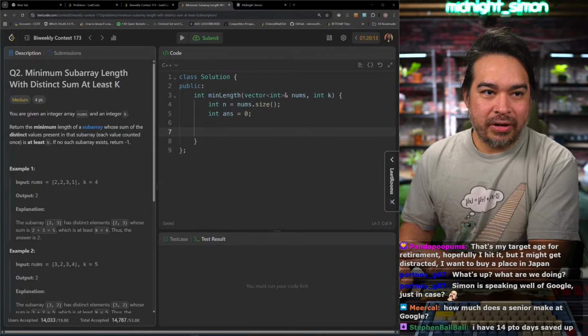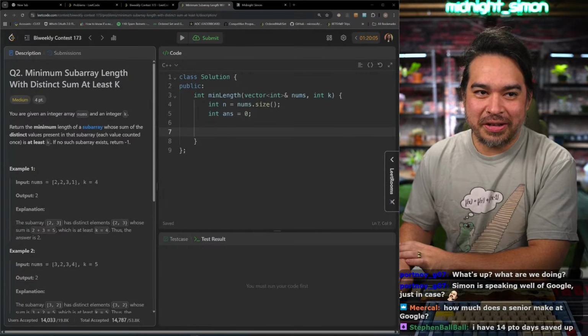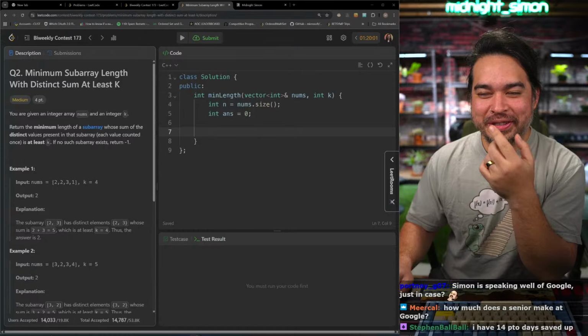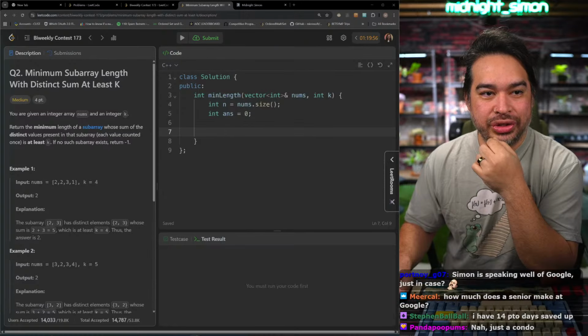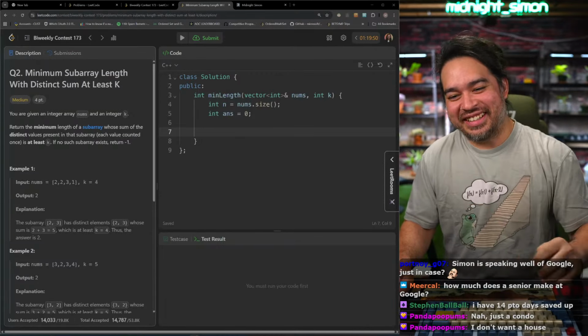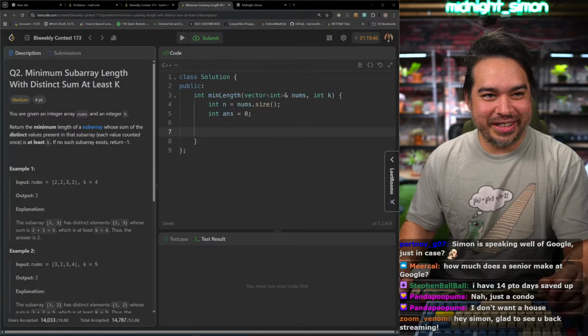That's my target age for retirement. Hopefully I hit it, but I might get distracted. I want to buy a place in Japan. You try and buy one of them old run-down houses for like $10,000. There's a name for those houses. I forget the name. What's happened? So I'm speaking well of Google just in case? Nah. That's my honest opinion on Google. I didn't hate the company or anything.